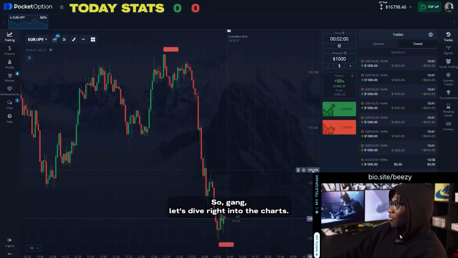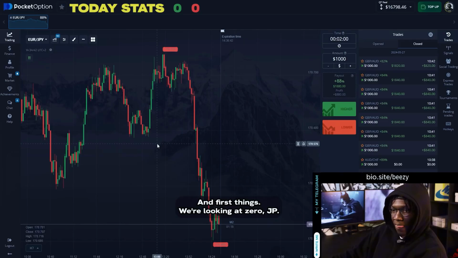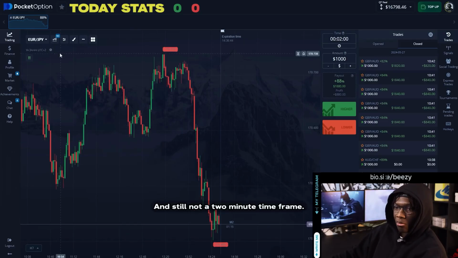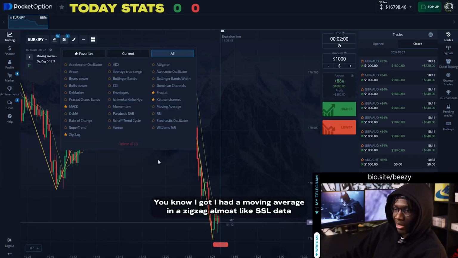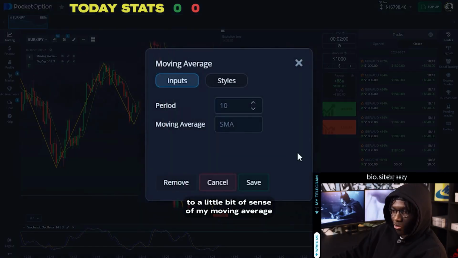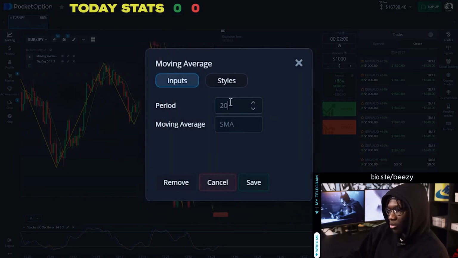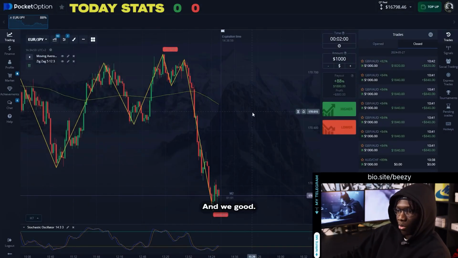So gang, let's dive right into the charts. And the first thing we're looking at is USD/JPY, and still on our 2-minute time frame. I'm gonna go ahead and add my indicators. I've got the moving average, the zigzag, and my stochastic oscillator. Do a little bit of settings on my moving average, 200 EMA, and bam, we're good.